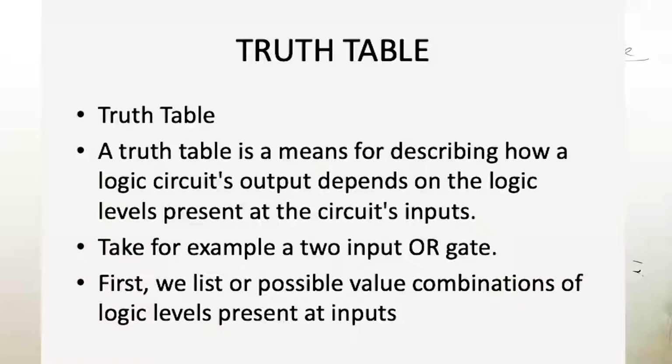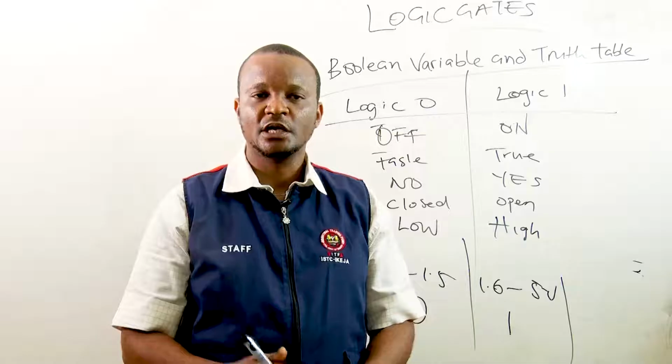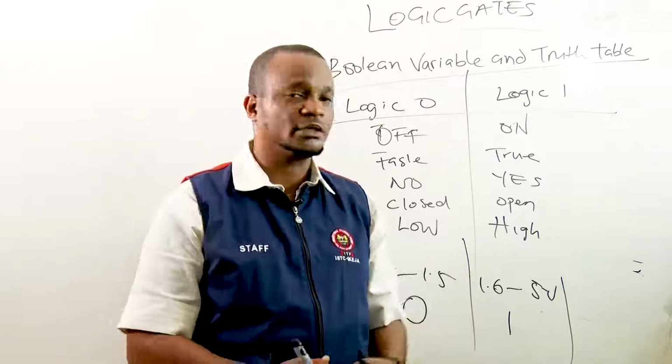What is a truth table? A truth table is a means of describing how a logic circuit's output depends on the logic levels present in the circuit's inputs. Take for example, we have the 2-input OR gate.